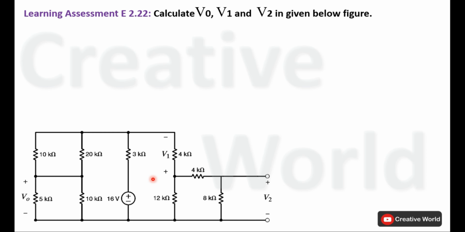This is the circuit diagram of given problem. We have to calculate voltage across these resistances labeled as V0, V1 and V2. So without wasting time, let's proceed towards the solution. This circuit includes only two informations. One is the value of each resistance and the other one is the voltage across this voltage source.